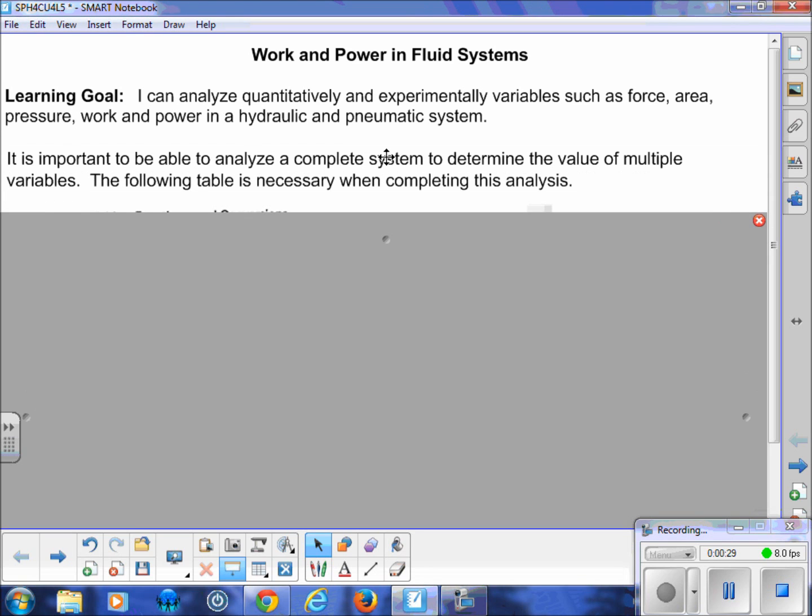So heading into today, it's important to be able to analyze the whole system and be able to determine a number of variables because you're looking at pressure throughout the system. What surface area do I need in terms of the piston to drive the effort piston or the force piston, so on and so forth.